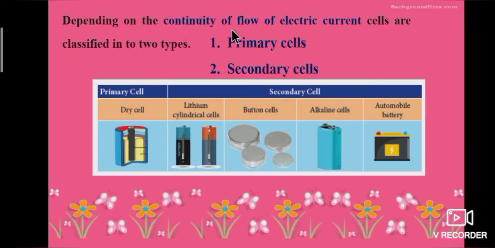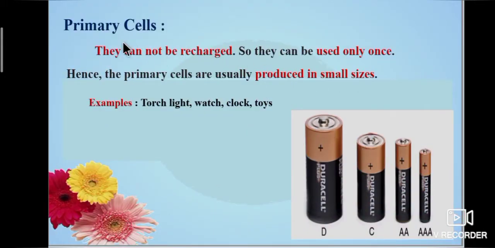Depending upon the continuity of flow of electric current, cells are classified into two types. First one primary cells, second one secondary cells. First we will see primary cells. Primary cells cannot be recharged, so they can be used only once. Hence, the primary cells are usually produced in small sizes. Example: torchlight, watch, clock, toys.